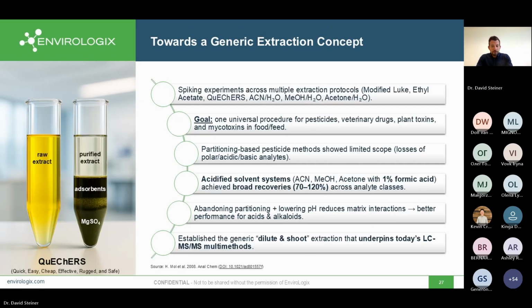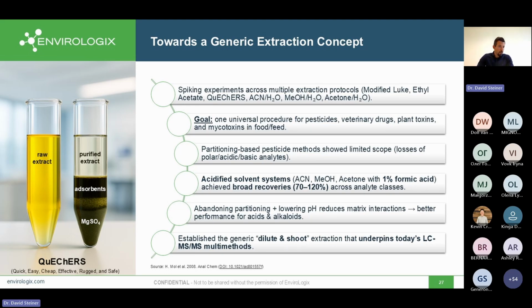And a key step for this kind of robust multitoxin LC-MS/MS method is extracting these analytes from complex matrices. A landmark study in this case was conducted by Hans Mol, a senior researcher from Wageningen University in the Netherlands. In 2008, he conducted this study where he laid the foundation for the widely used dilute and shoot approaches, which I just mentioned.